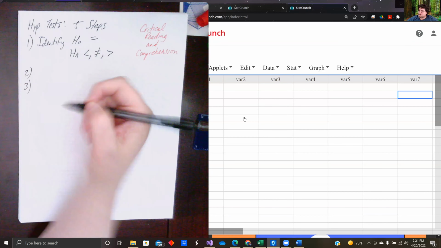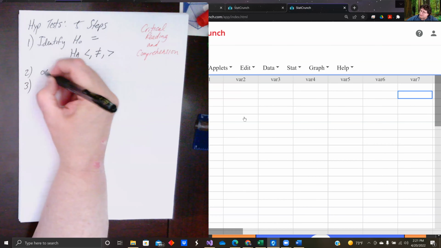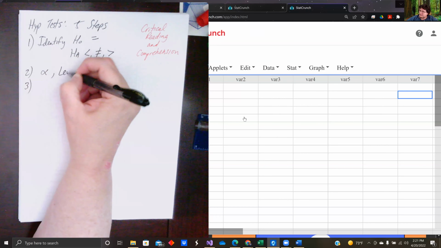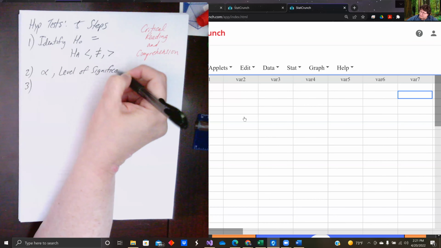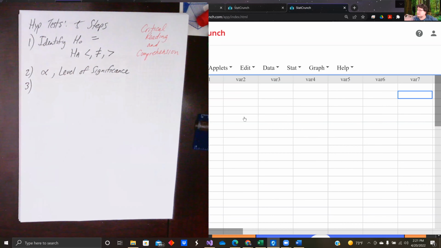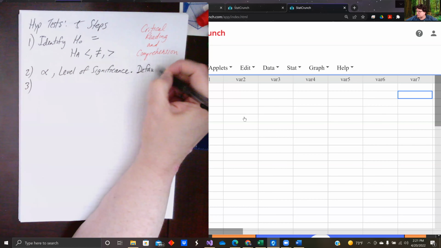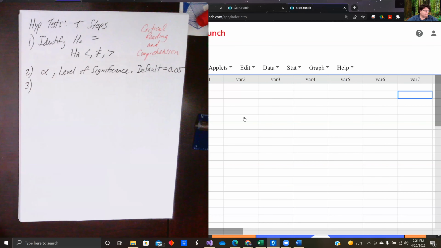Step 2, since usually you get this H0 and HA from the problem, we tend to also get alpha from the problem. Alpha, or the level of significance, needs to be identified. That's what alpha is called, the level of significance. And if they don't give one, the default is 0.05.